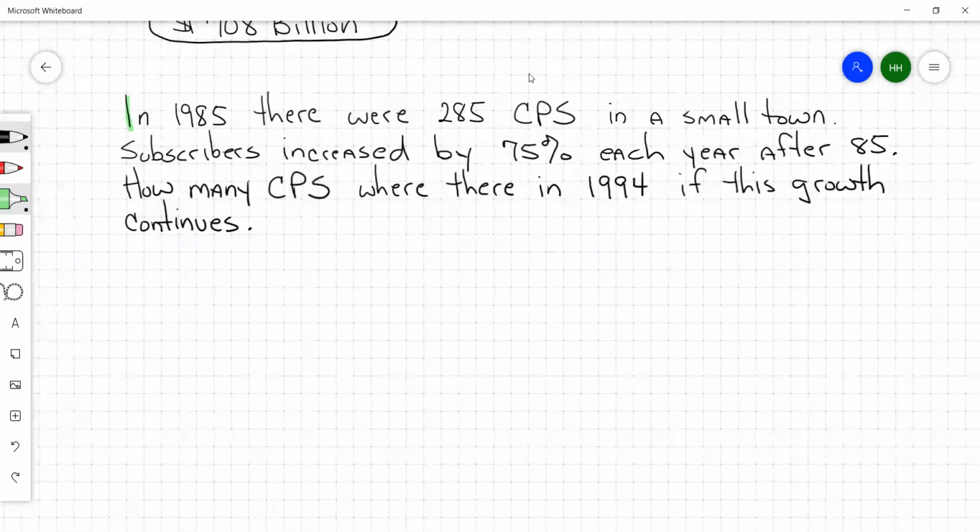So we go back to our y equals a, which is our initial amount, times our growth rate raised to the amount of time. Okay. So let's deal with our x first. In this case, we're looking for our number of years. If we're going from 85 to 1994, how many years do we got there? Nice job, guys. That's 9.